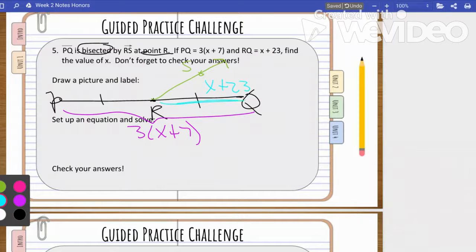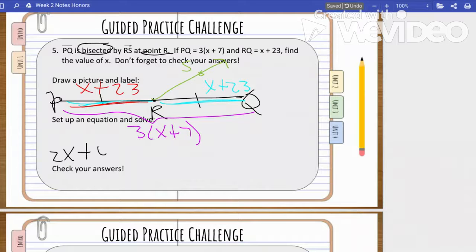Well, what do we know about RQ and PR since we had a midpoint? We know those have to be the same. So if RQ is x plus 23, PR is also going to be x plus 23. To set up our equation, we're going to double x plus 23. So we're going to get 2x plus 46. And we're going to set that equal to PQ. Well, I'm going to go ahead and distribute this. So that's going to be 3x plus 21.